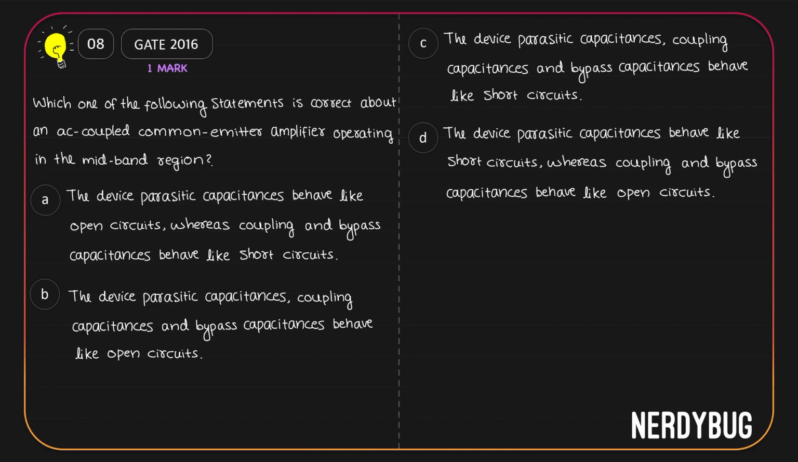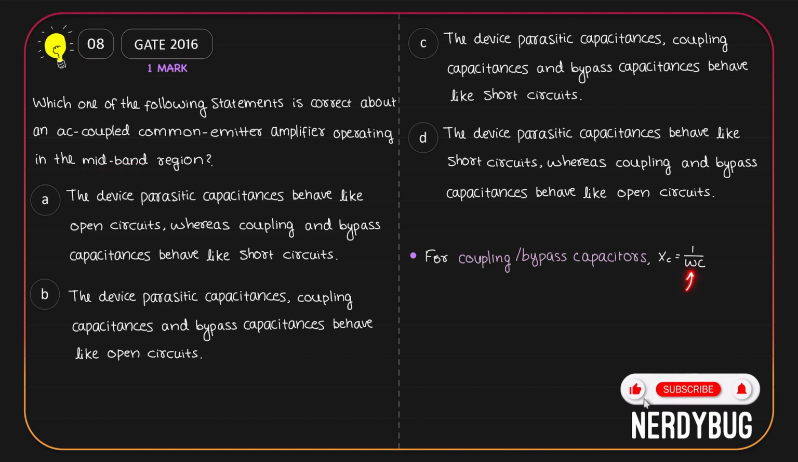Let's figure this out. Let us start by taking the capacitive reactance of coupling and bypass capacitors. Capacitive reactance is 1 by omega C. Here the amplifier is operating in mid-band region, so the frequency is neither too low nor too high. Since we are dealing with coupling or bypass capacitors, capacitance is also on the higher side. So 1 by omega C will be too small, so that we can short them.